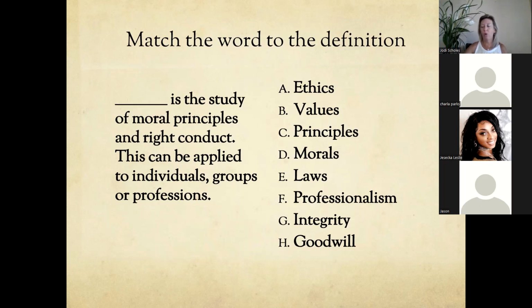Morals is the study of moral principles and right conduct? That would be weird. Principles is the study of moral principles? That would be weird. Values is the study of moral principles and right conduct. It can be applied to individuals, groups, or professions. Ethics is the study of moral principles and right conduct. It can be applied to an individual, group, or profession. So I think the best two answers are A and B. That would be my thought.